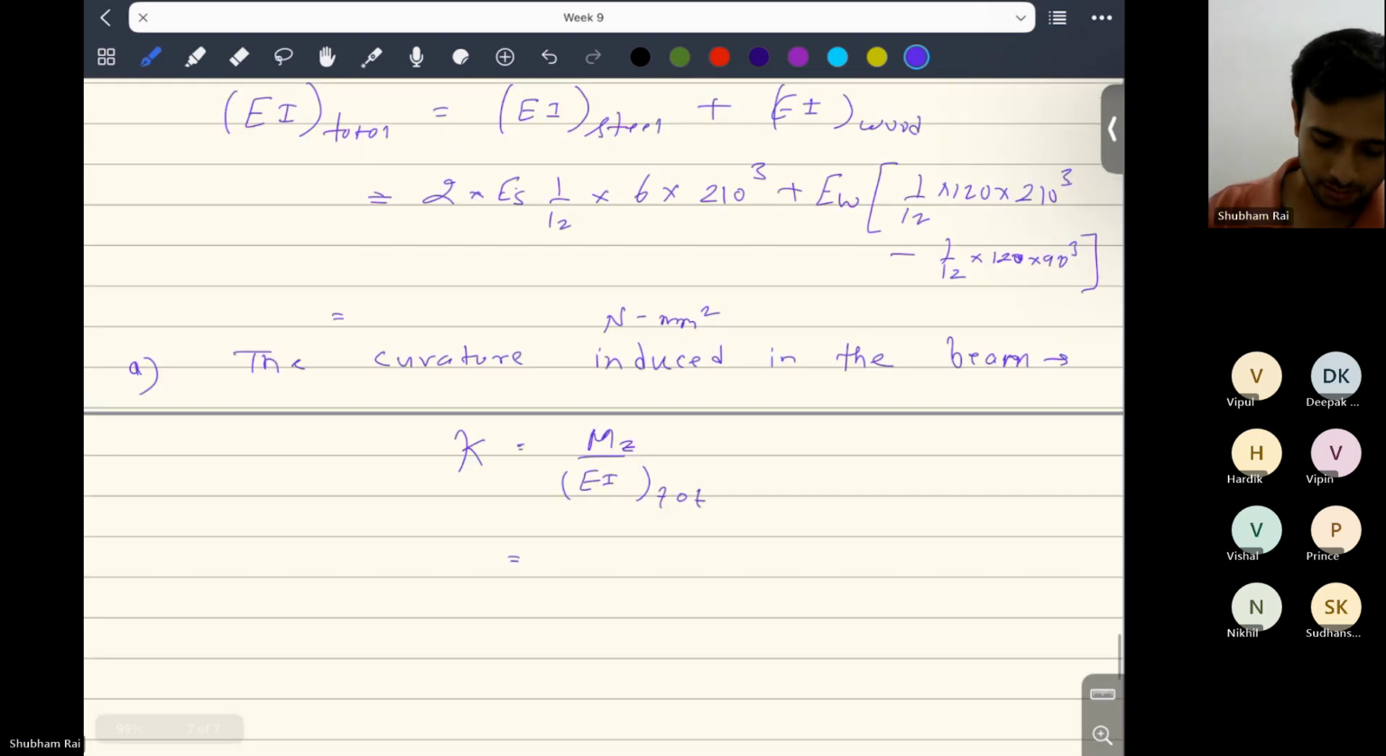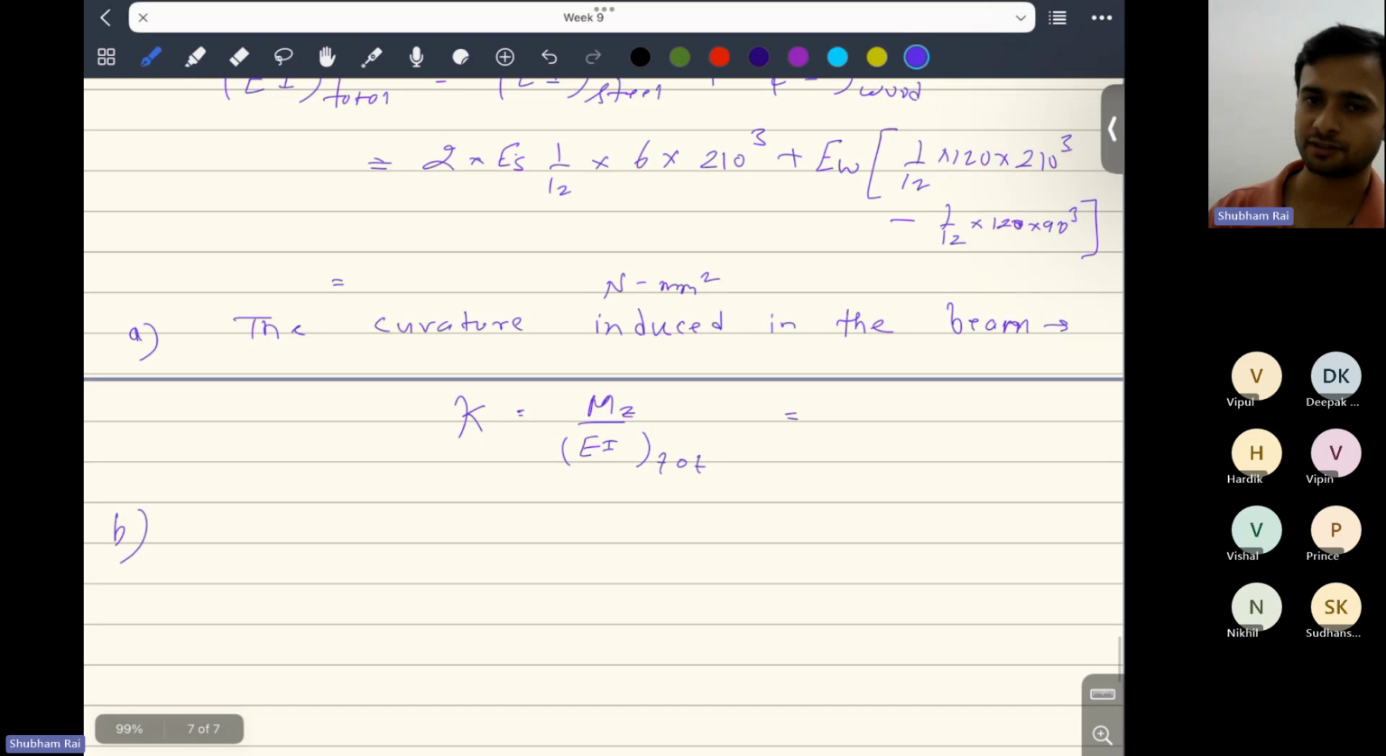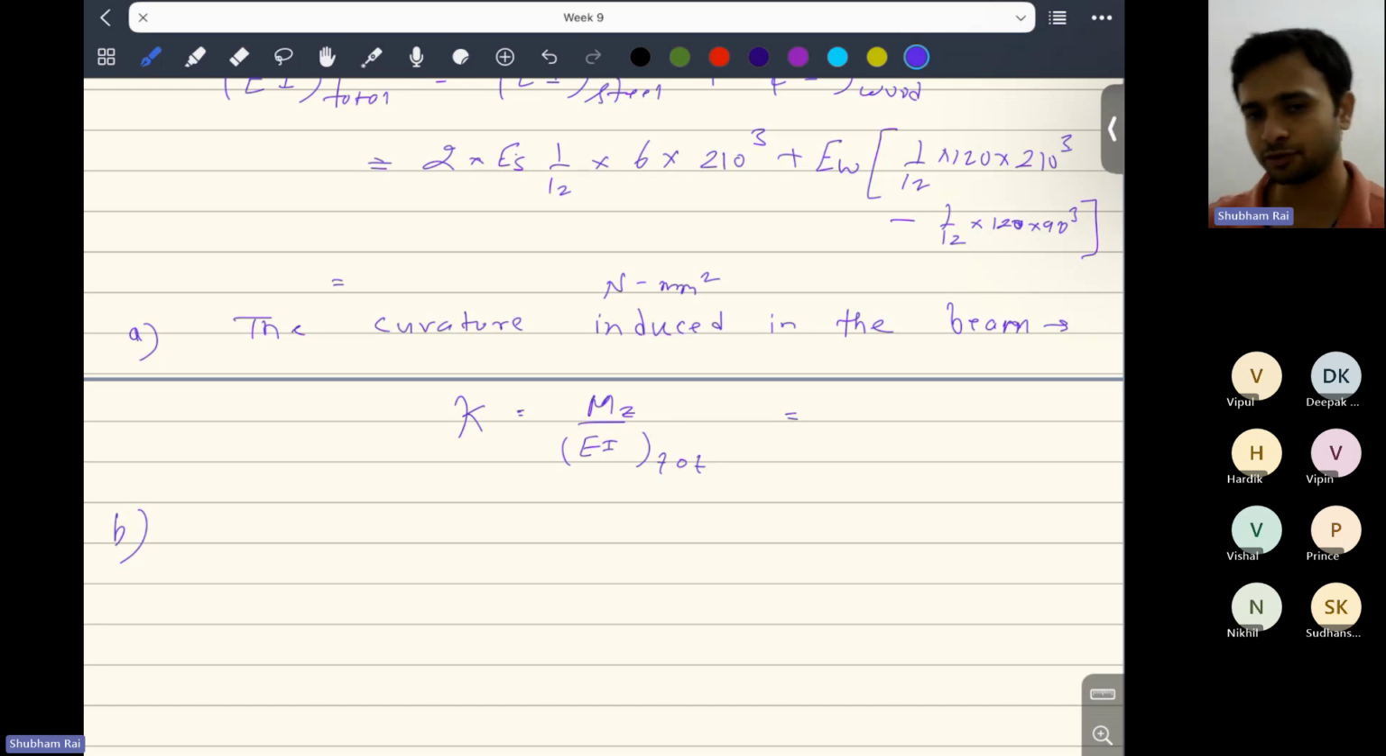Okay. Now you have to find maximum bending stress in steel, and maximum bending stress in wood. So how will you do it? You can easily find out because you have the expression of EI total, and Mz is given in the question. Just be consistent with units. Curvature will have units of mm inverse because it is 1 over r, and r is in mm.